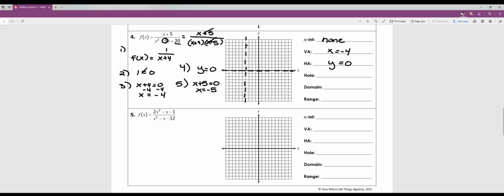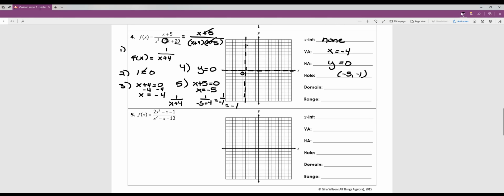Then I find the y value by putting that into my simplified function. Remember, the simplified function is 1 over x plus 4. So I'm going to plug in negative 5 for x, and I'm going to get 1 over negative 1, which is negative 1. So that's my y value. So I have a hole at negative 5, negative 1. So I'm going to find that point, negative 5, negative 1, and draw a little hole. I have a hole in my graph right there. Okay?